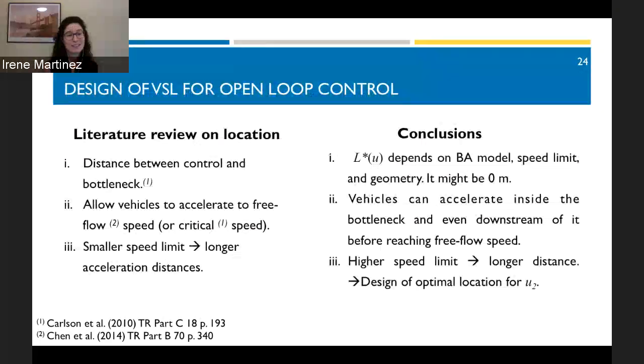And finally, even if it's counterintuitive, it's also beneficial that higher speed limits lead to longer required distances. So we can design from an engineering point of view the location for the maximum feasible speed limit, and we would be on the safe side of the design.